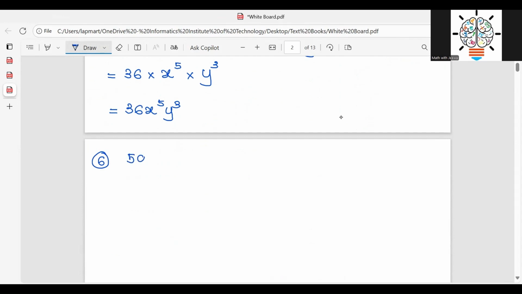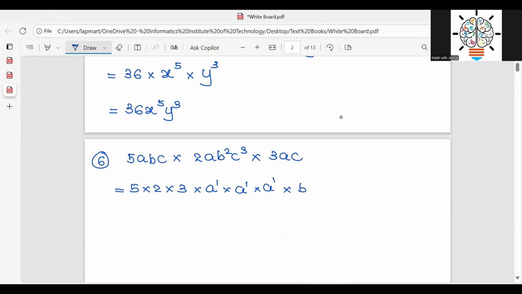5abc, 2ab squared c cubed, 3ac. Now you just see how I'm extracting. First I take the numbers. Then I take the a terms I have. Then I take the b terms I have. Then I take the c terms I have.